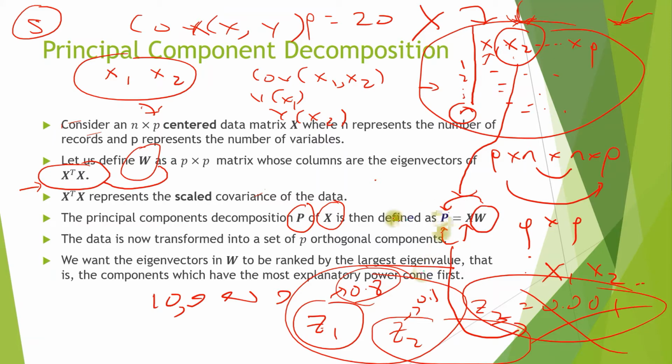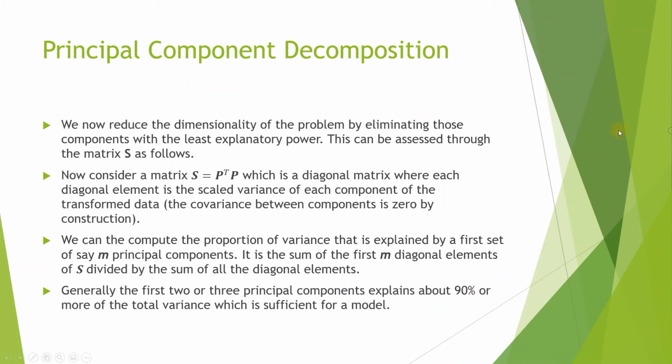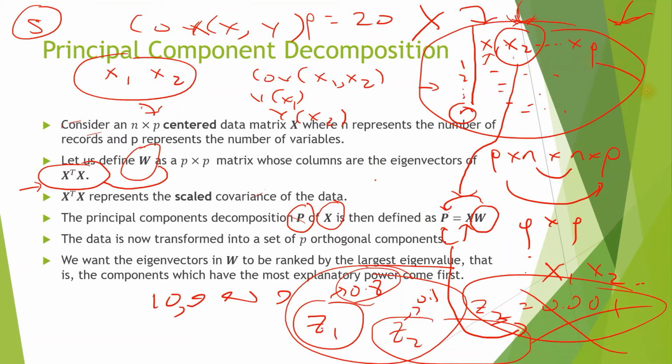You remember earlier that principal component analysis is about dimension reduction, where you have different variables x1, x2 up to xp, and in the end they are transformed into a set of uncorrelated variables, but you won't be using all of them. You will use only the ones that contribute to the highest variance. And this is what I'm saying here. We want the eigenvectors in W to be ranked by the largest eigenvalue. That is, the components which have the most explanatory power come first. All right.